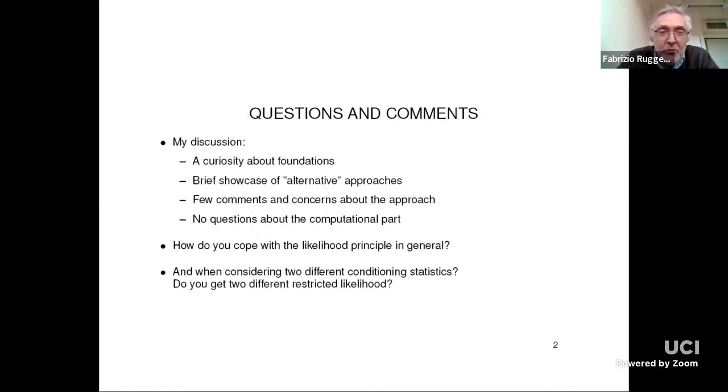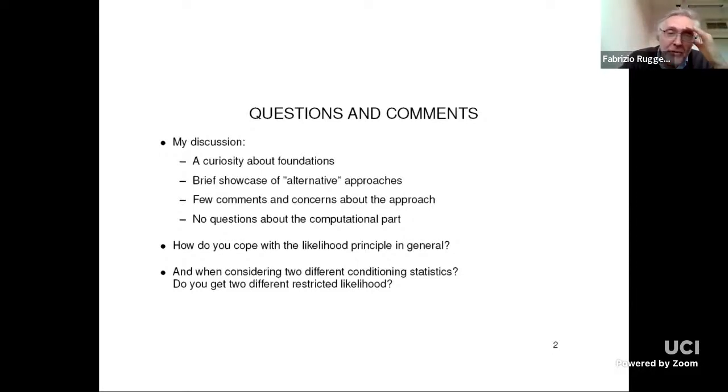So my discussion will be quite short. I would like to start with a curiosity about foundations. Then I will give a brief showcase of alternative approaches, and some comments and concerns about the approach, but making no questions or comments about the computational part. The previous discussant did this job.